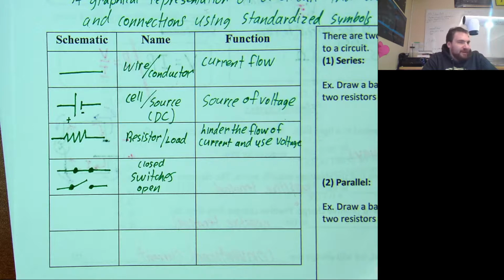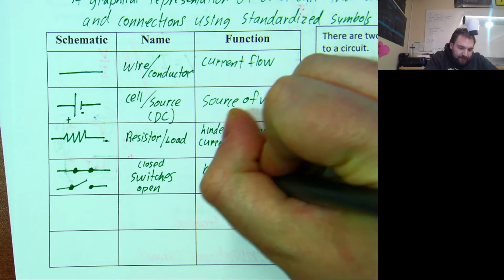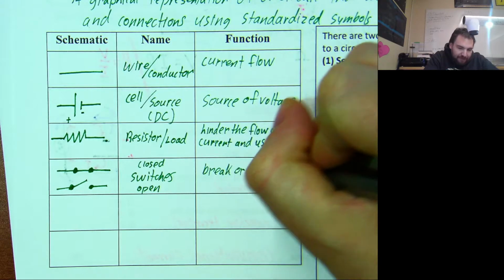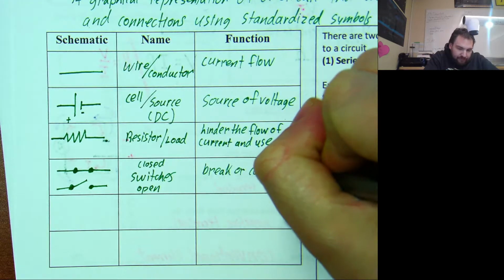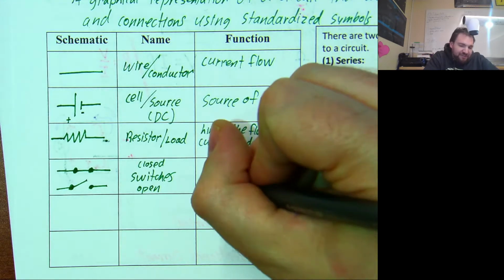And the names are a little misleading here. Which one actually allows you to do something? The closed switch actually allows you to do something. An open switch doesn't do anything. So the purpose of a switch is to break or complete the circuit.